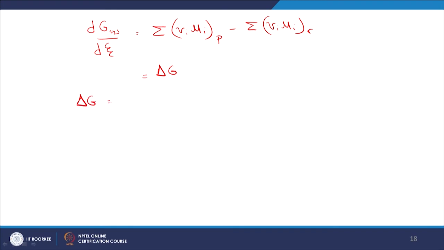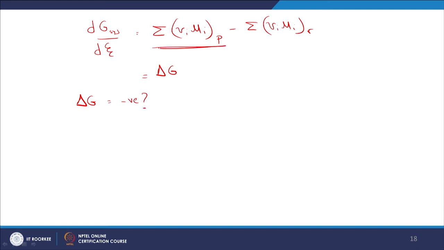So dG of the system by dz, or more or less the change in Gibbs energy of the system for a small extent or infinitesimal change in the extent of the reaction, is equal to what now? The stoichiometric coefficient nu i times mu i of the products minus nu i mu i of the reactants. Again, right? And so this obviously is equal to what now? Delta G, right? So obviously if you look at it, when will delta G be negative?